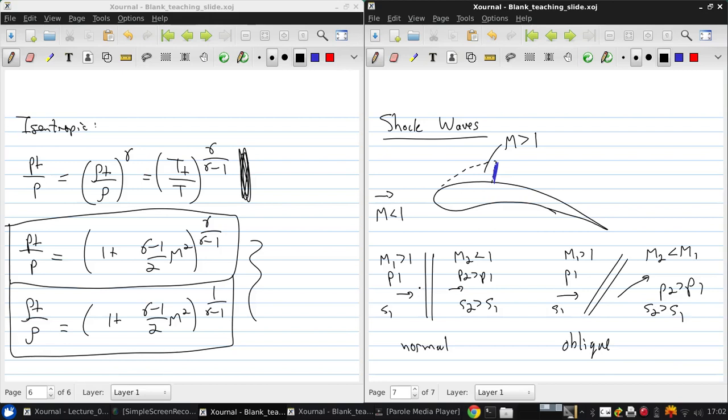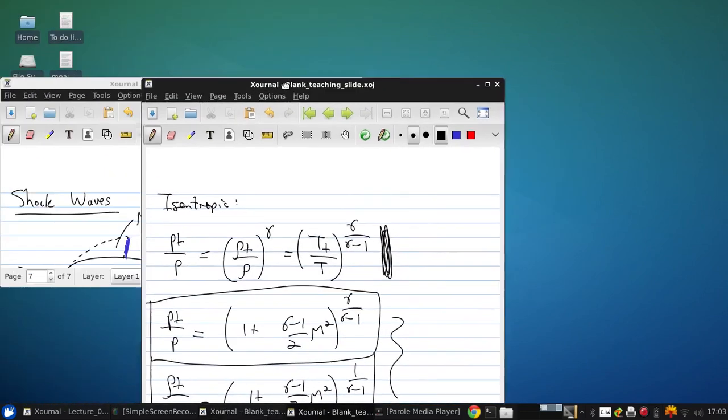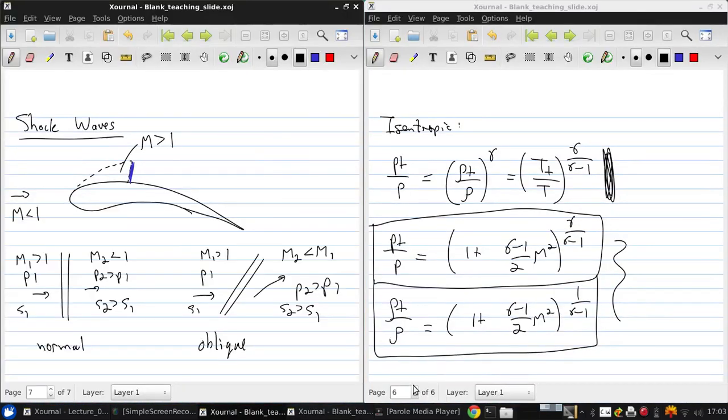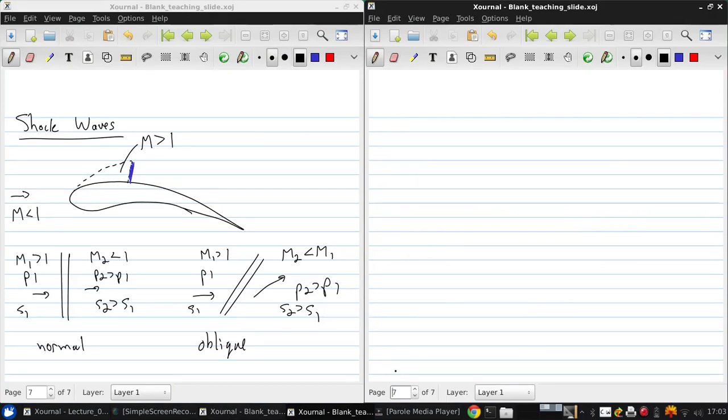Note in both cases, a shock is a sudden compression. P2 is always greater than P1 across a shock. Now the flow across the shock is adiabatic, but as I've shown here, it's not isentropic. The entropy increases. So the total enthalpy, therefore, is constant across the shock. HT1 equals HT2. Since it's not isentropic, and S2 is greater than S1, that tells us that PT2 is less than PT1. So the stagnation pressure decreases across the shock.